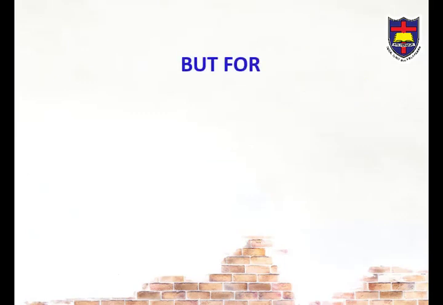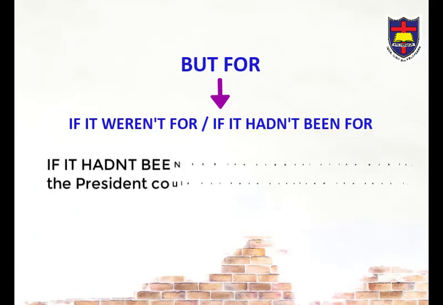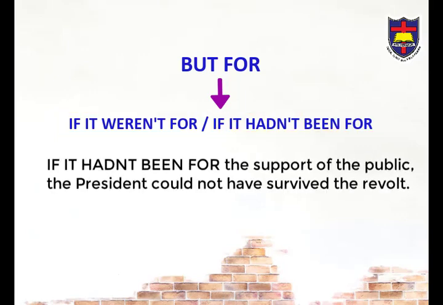But for is another alternative to if. But for is used to replace if clause, which means if it weren't for or if it hadn't been for. This means but for can only be used with the second or the third conditional. Look at this example. If it hadn't been for the support of the public, the president couldn't have survived the revolt. Now, let's change the if clause into but for.